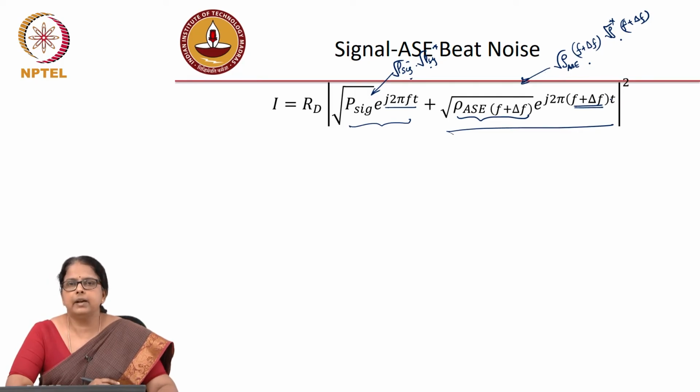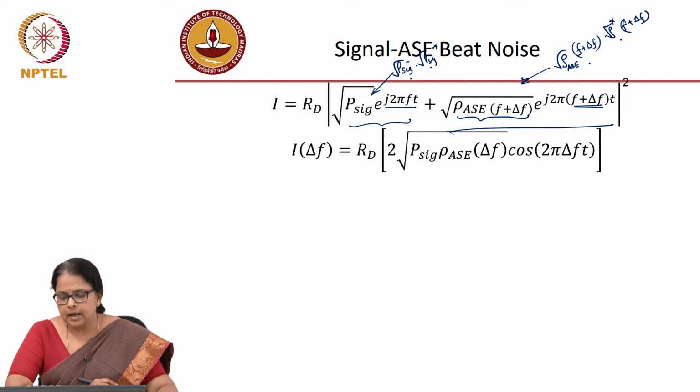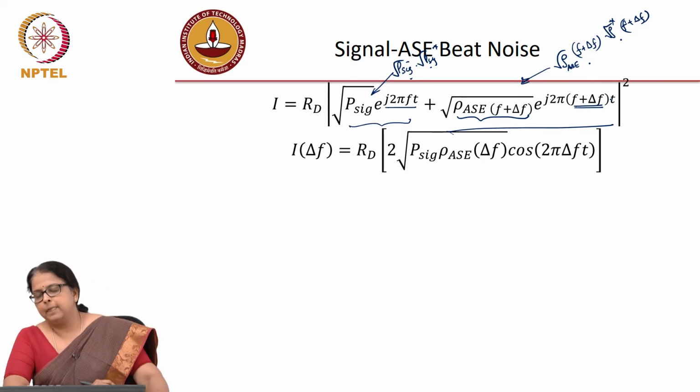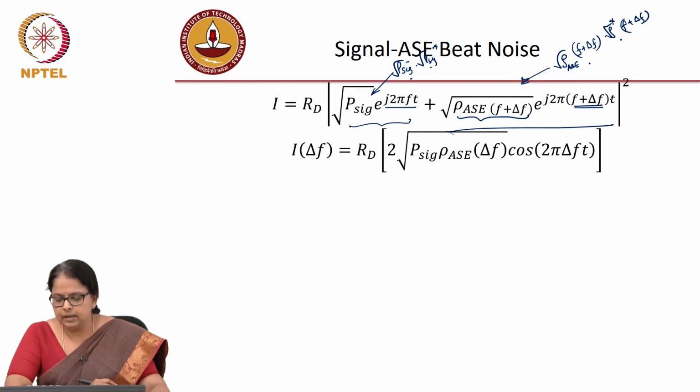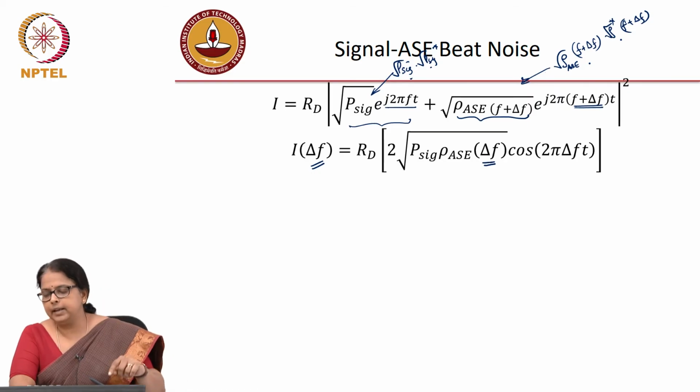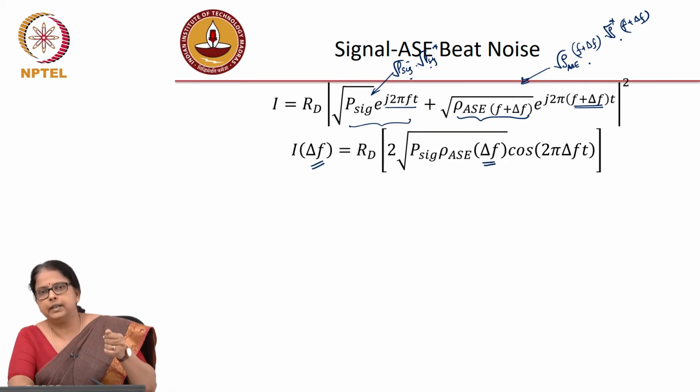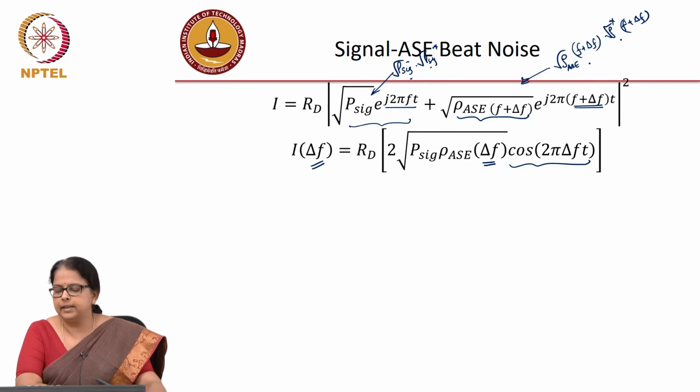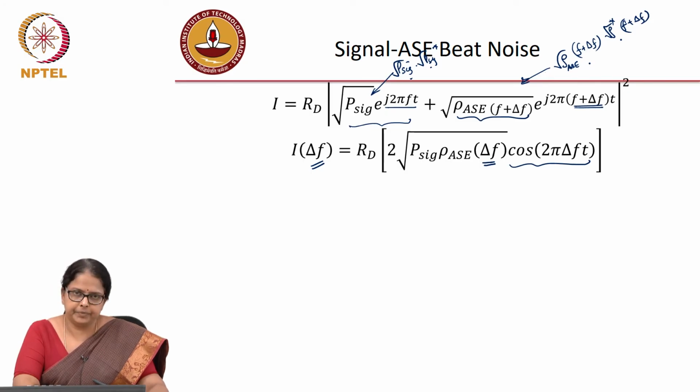This kind of calculation we have done in the coherent receiver, so I am not going to repeat it. I can just tell you that the current at the Δf frequency is R_d times 2 times, because there will be 2 terms appearing like that. So, you will have 2 times square root of P_sig ρ_ASE corresponding to the beat frequency Δf, and you will have a term like e^(j2πΔft) and e^(-j2πΔft), which you can combine and write as cos 2πΔft. Okay.